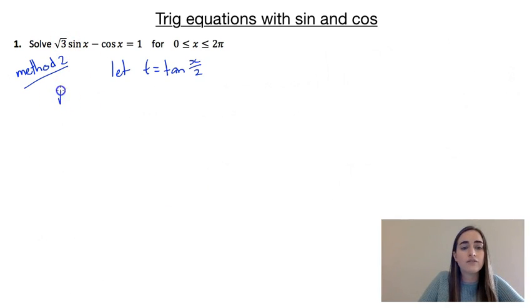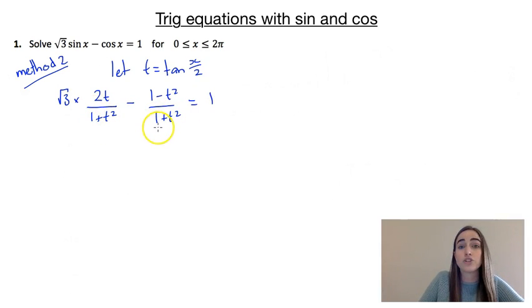So we know that we're going to have root 3. We know that sine x can be rewritten as 2t over 1 plus t squared. And then we're going to have minus cos x, which is 1 minus t squared over 1 plus t squared. And we're going to have that is equal to 1. So now they have a common denominator. So let's go through and multiply everything by 1 plus t squared. So we're going to have 2 root 3t minus (1 minus t squared), so that's expanding out that negative there, is going to be equal to 1 plus t squared.